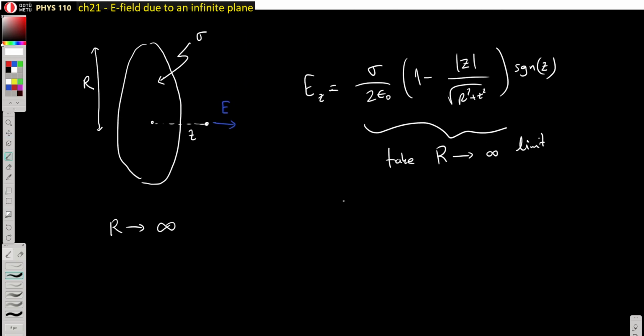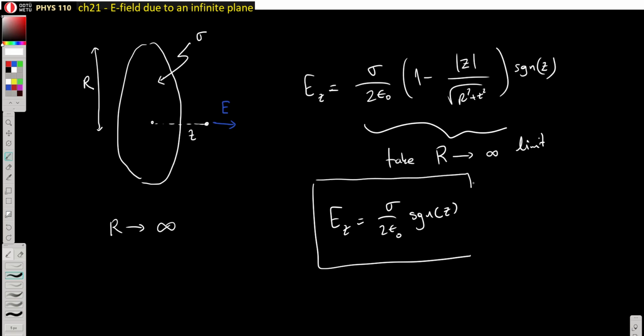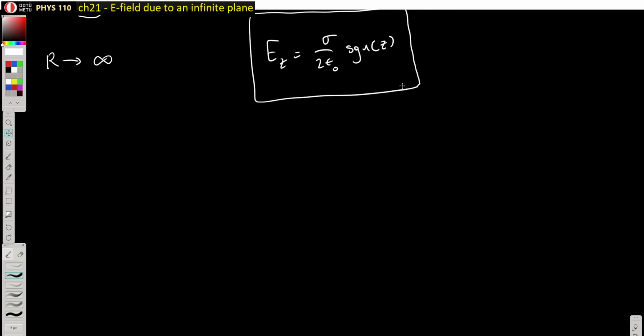So let me write it down like that. This is equal to sigma over 2 epsilon 0 times signum z. So that's the expression that we want. This might be a little bit confusing at first, so as a result, I'm going to draw it like this.